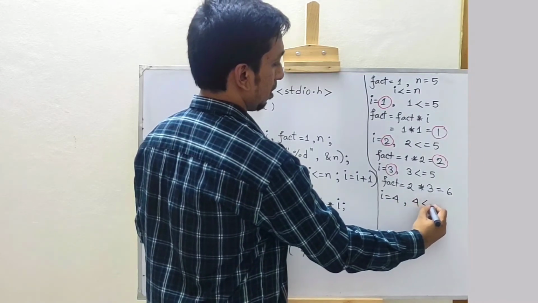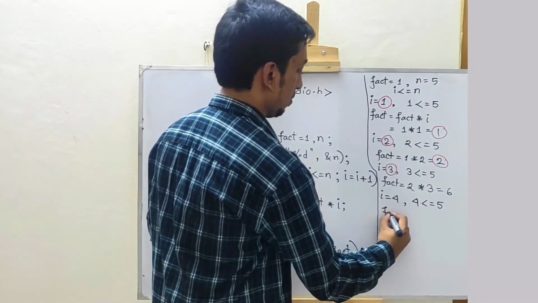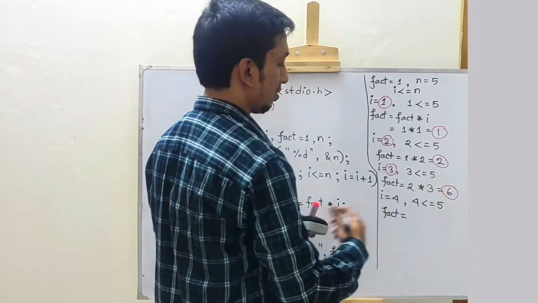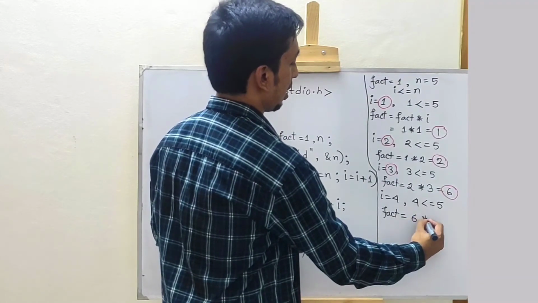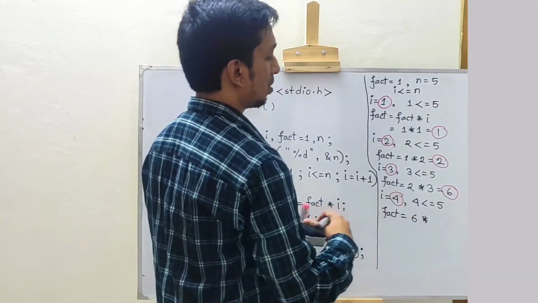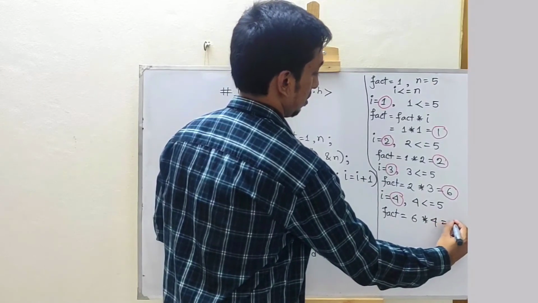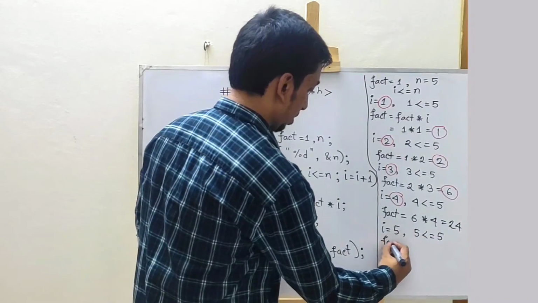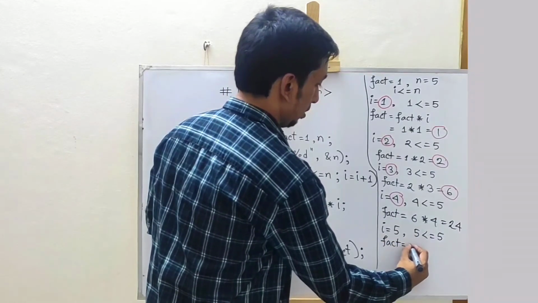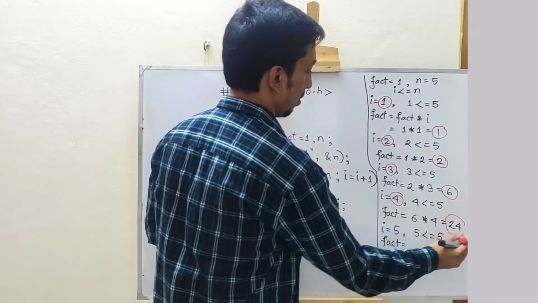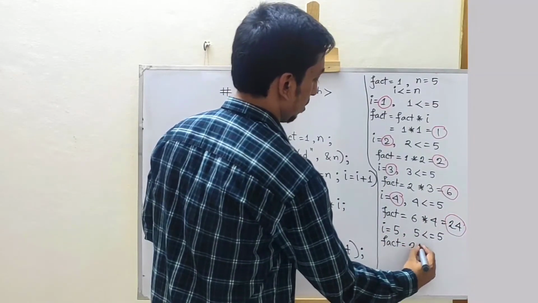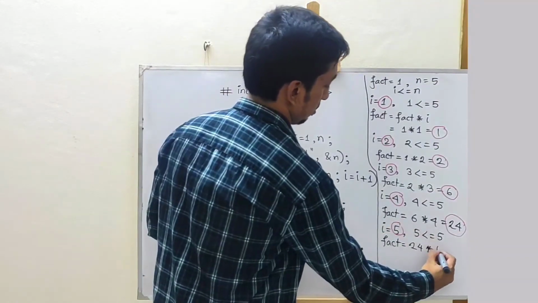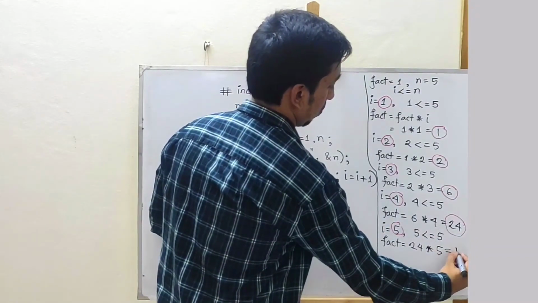Then our condition is 4 less than 5. This condition is true. Our factorial value here is 6, factorial value 6 into I, here I is equal to 4. Then if I is equal to 5, then 5 is less than or equal to 5. Here fact is 24 and I is 5. So our value is 120.